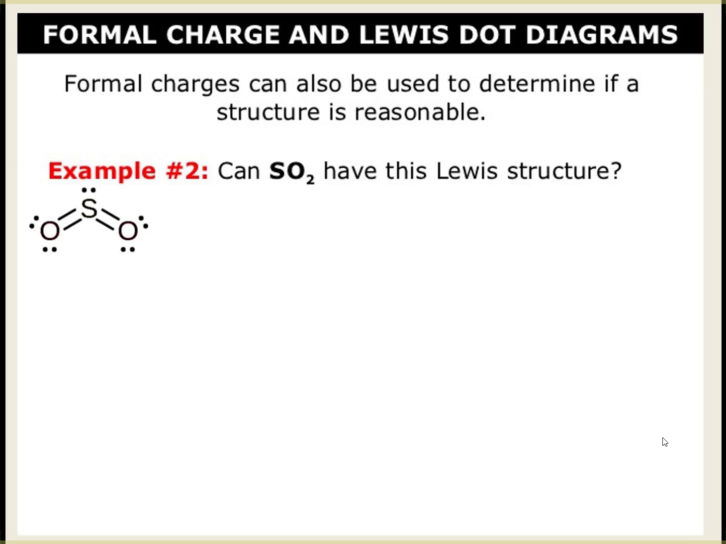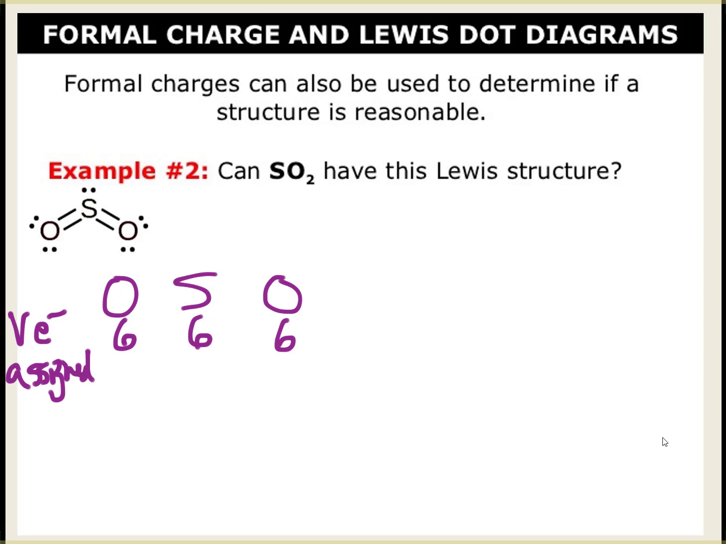All right, let's look at this example. So we have SO2. I'm going to look at the formal charge just to see if this is a valid Lewis structure. So 2 oxygens and a sulfur. And again, here's my valence electrons. They each have 6. And then they're assigned electrons.